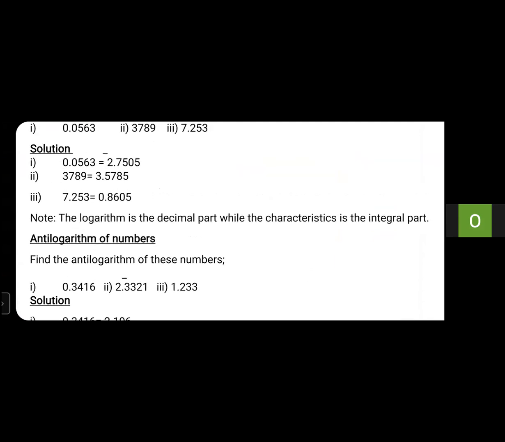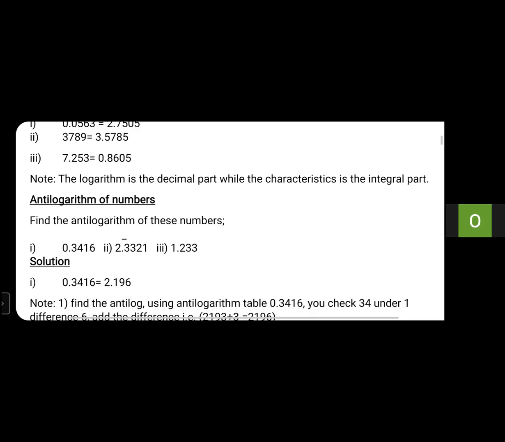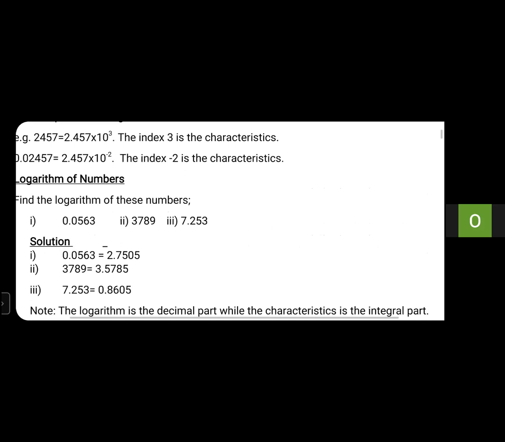They said, note, the logarithm is the decimal part. That is the digits you have after the decimal point. While the characteristic is the integral part. Integral means whole, the whole number. The digits before the decimal point, that's the characteristic. While the logarithm or the mantissa is the decimal part, the digits after the decimal point. Do you understand that? Yes, ma'am.